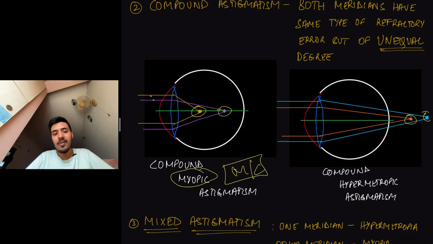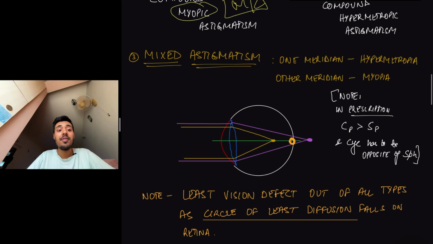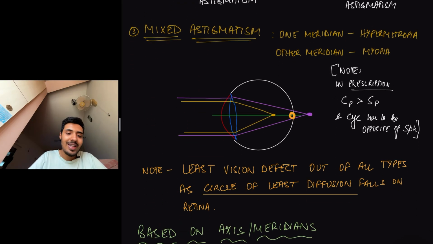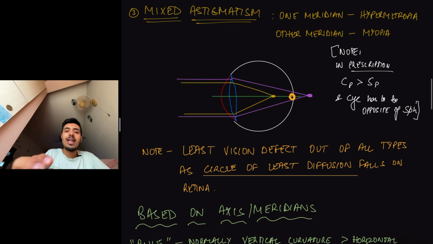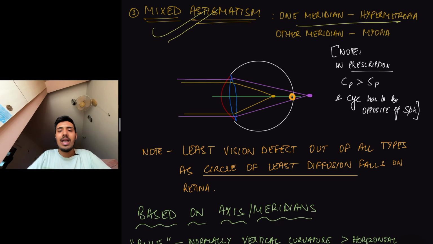Now, you might have assumed one thing: what if one axis has myopia and the other axis has hypermetropia? That is exactly known as mixed astigmatism. One meridian has hypermetropia and the other meridian has myopia.